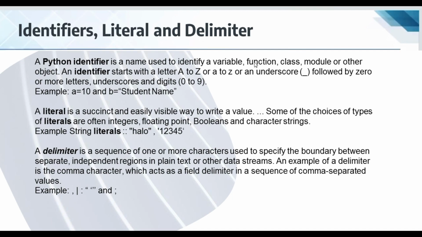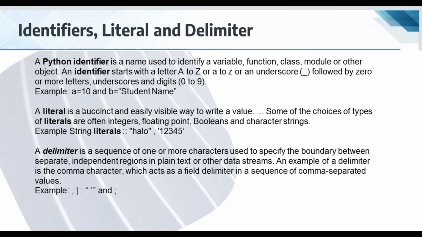The identifier can be a variable, function, class, module, or other object. An identifier starts with a letter, that is A to Z or small a to z, or an underscore, followed by zero or more letters, underscores, and digits. For example, a equals 10 and b equals some student name. The first is a number, the second is something known as a string.